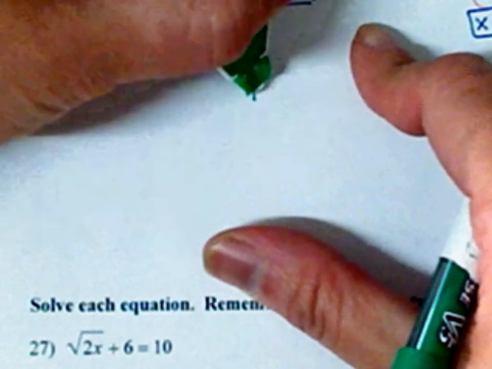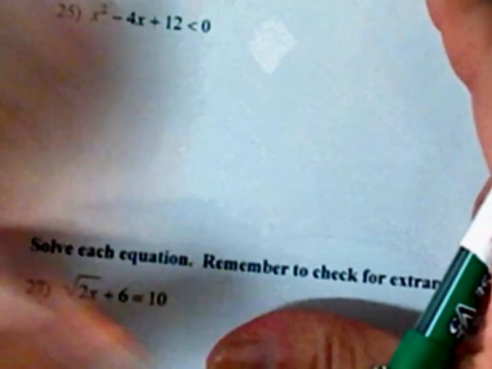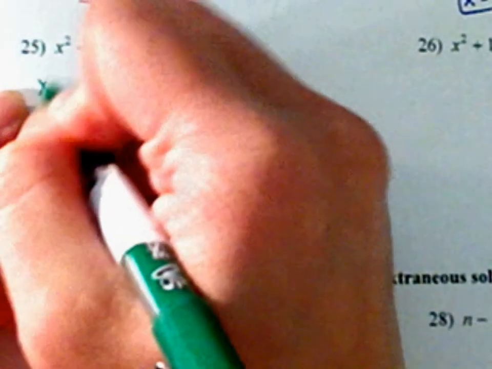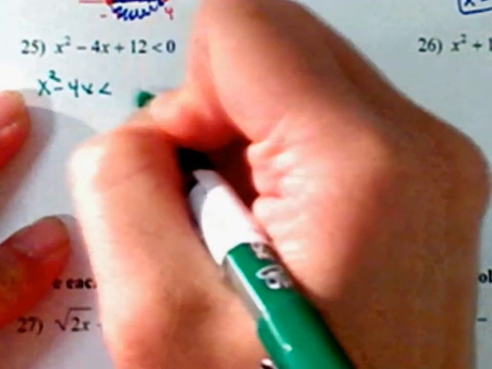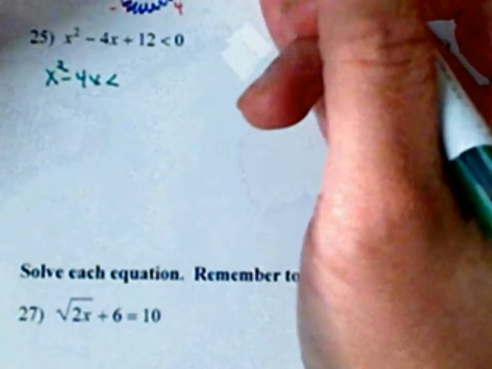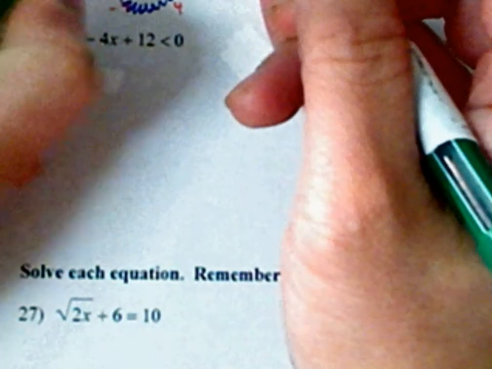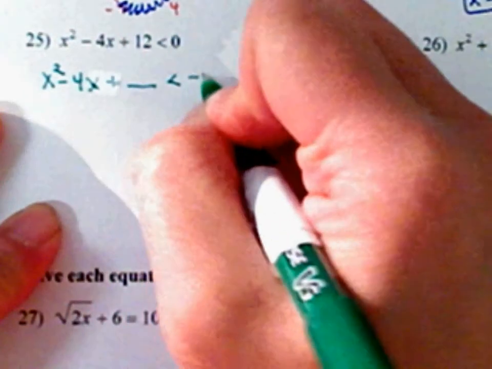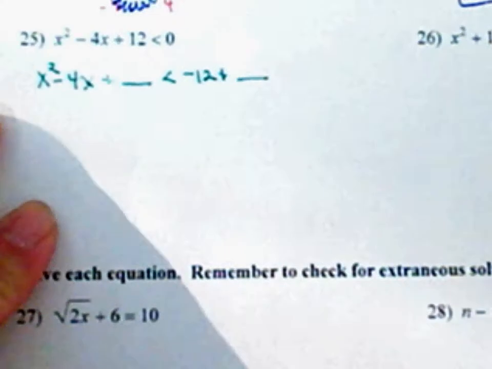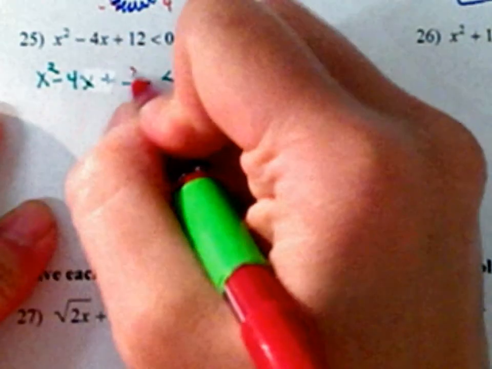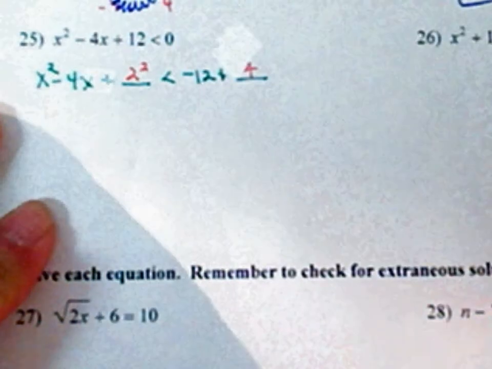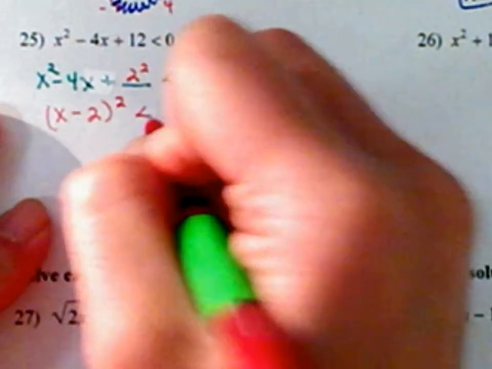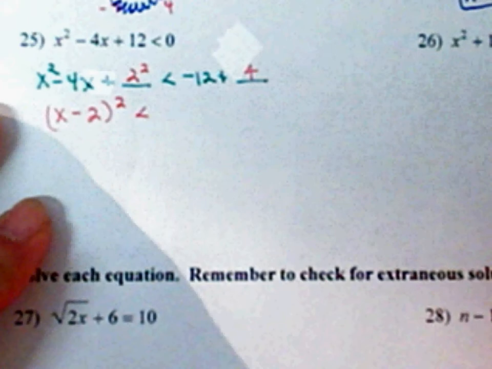Okay? So, here we go. Move the 12 over. So you got x squared minus 4x is less than, oops, let's leave a blank. 4x plus a blank is less than negative 12 plus a blank. Half of 4 is 2 squared. 2 squared is 4. Okay, let's rewrite. X minus 2 squared is less than negative 12 plus 4 is negative 8. Okay.